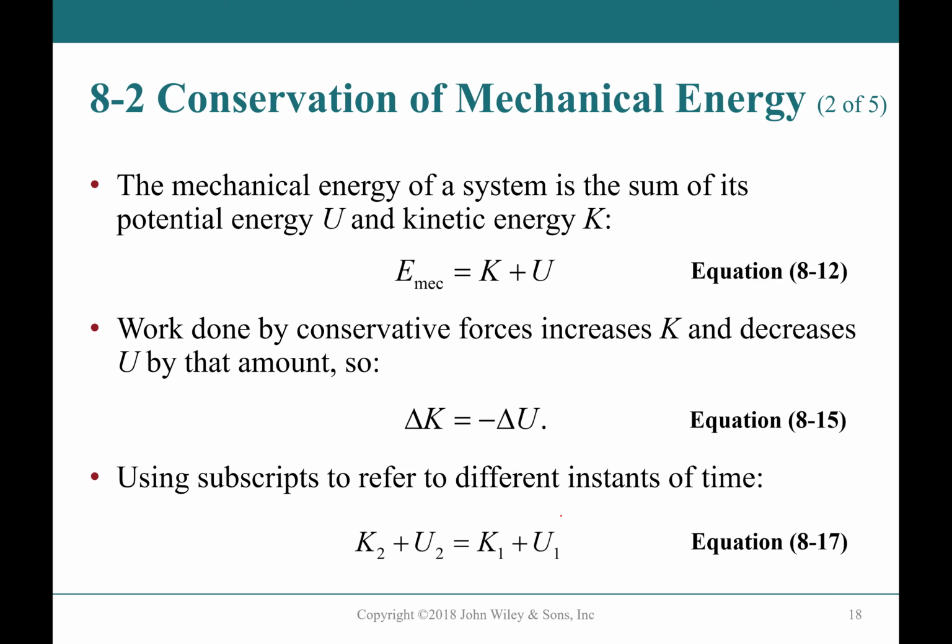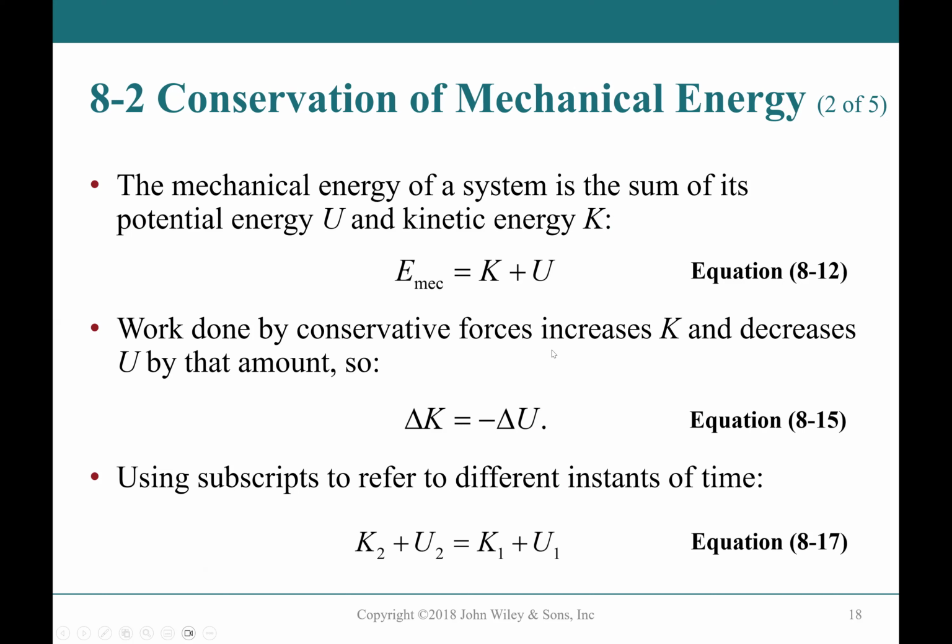Total mechanical energy has these two parts. One is kinetic, which is 1/2 mv squared, and one is potential. Adding these two gives our mechanical energy. So the mechanical energy of a system is the sum of its potential U plus kinetic K energy, okay? Total equals K plus U.